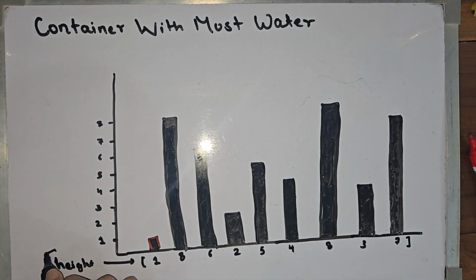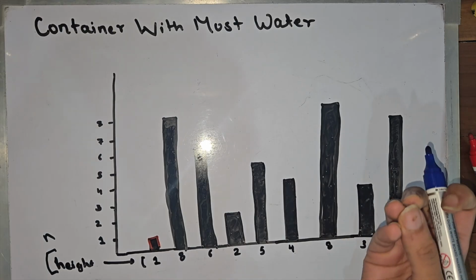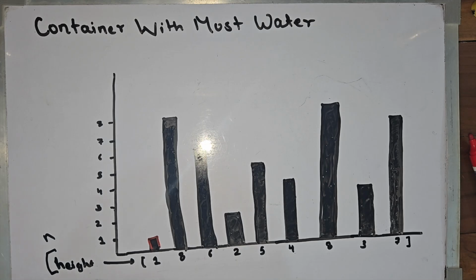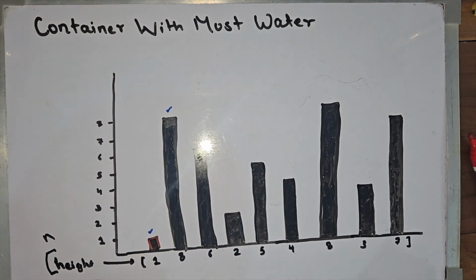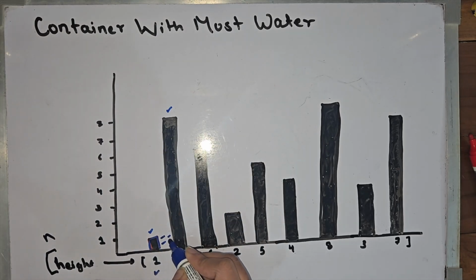So we are given an array of length n, and each element of this array represents a vertical line on this x-axis, and we have to form a container using two of these lines and give the answer as the container which will hold the most water. Okay, so suppose we choose these two lines. What is the amount of water these two lines can store? The height of this container is 1 and the height of this container is 8, and the area it can hold is this much.